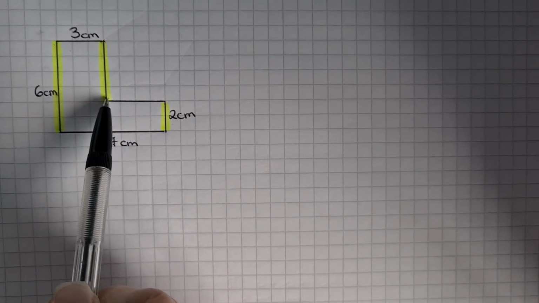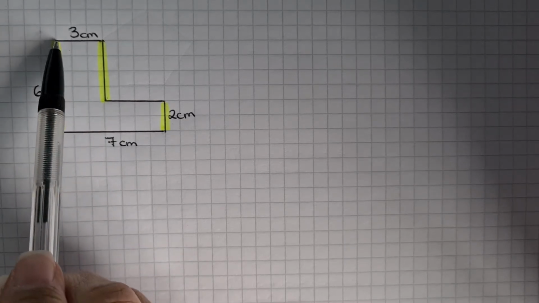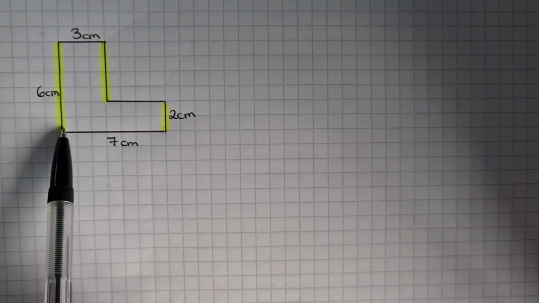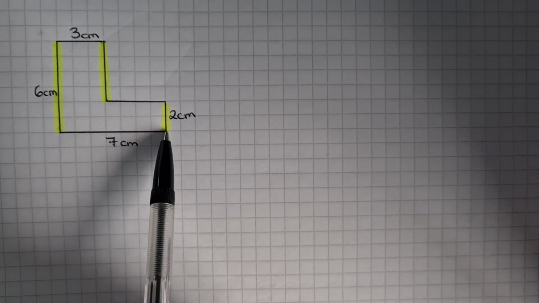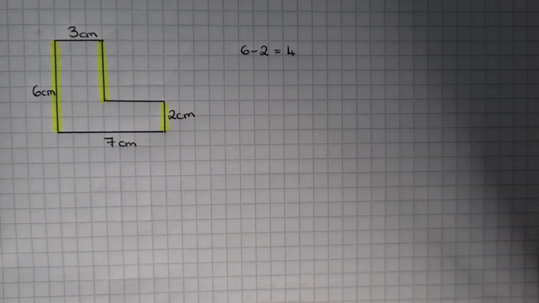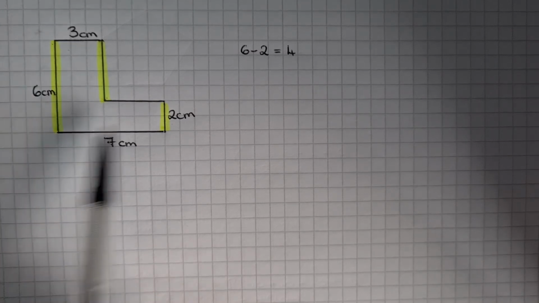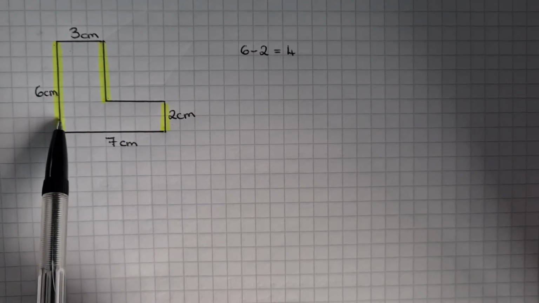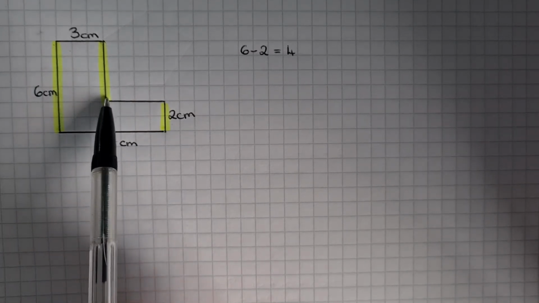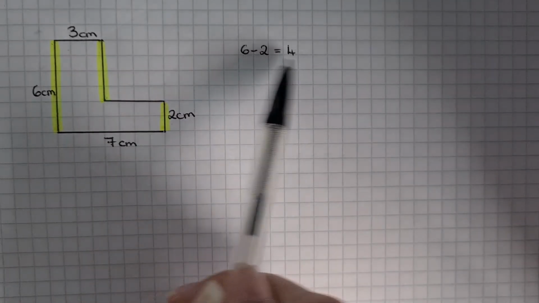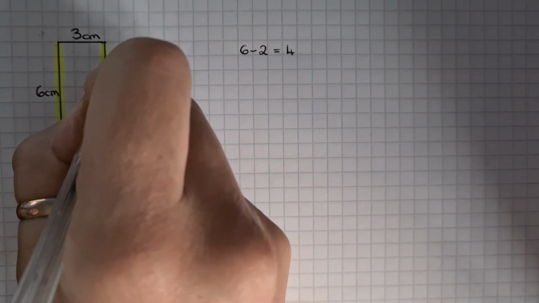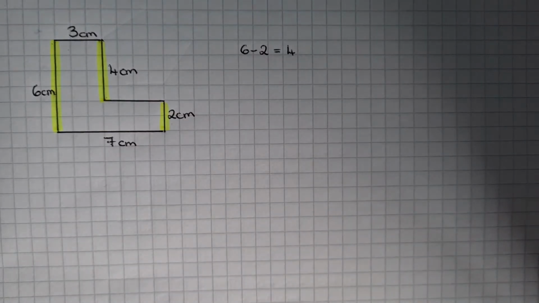Now, to work out the missing line, what you do is the longest vertical line take away the shortest vertical line. Because by doing that, if you're doing 6 take away 2, what you're left over with is this vertical line here. So 6 take away 2 is 4, which means this line is 4 centimetres.